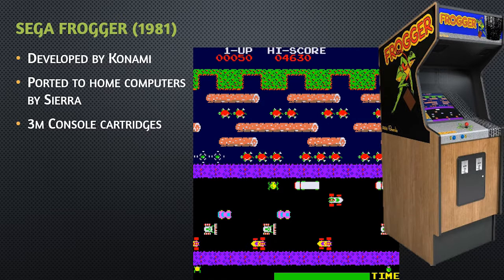Also in '81, developed by Konami, this game Frogger. In Frogger, you have a little frog at the bottom, there's oncoming traffic, you have to get past traffic, then you have to jump on lily pads and logs, and then eventually make it into one of those safe spots at the end. It was developed by Konami, but ported to home computers by Sierra, and Sierra sold 3 million console cartridges across the various home systems. So this was a huge seller.